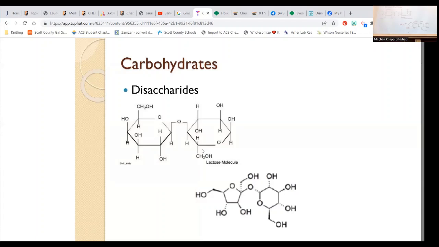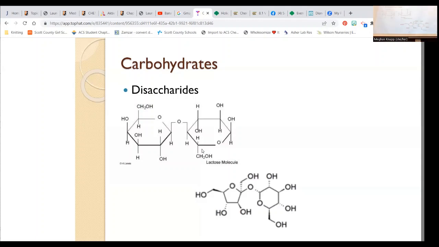Okay, and then this molecule is probably the sugar you're most familiar with. This is table sugar. Table sugar is glucose, which is the six-membered ring, and fructose, which is the five-membered ring.